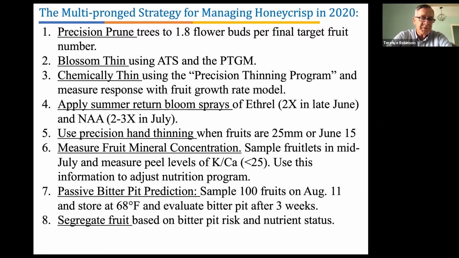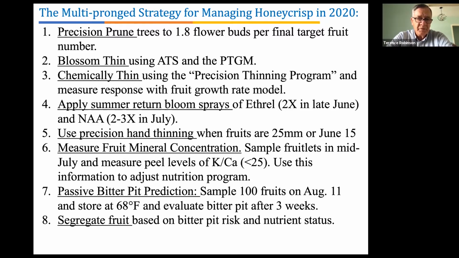We had proposed specifically that in pruning, you prune to a bud load of 1.8 flower buds per final fruit number. A number of people tried to do that, and I think some were very successful. Secondly, we proposed to blossom thin using ATS in the pollen tube growth model. That was successful in some cases and not in others, and we're proposing to have a follow-up meeting after harvest to wade into the weeds on that issue and see how we can continue to move forward with learning to blossom thin.